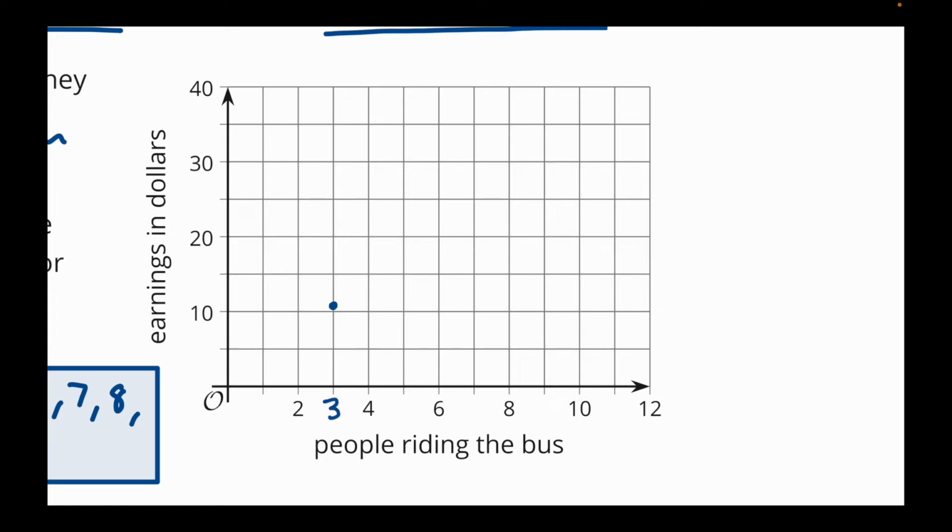Now our upper limit was 10. And if 10 people rode the bus, that would be 10 times 3.50, and that would be $35. So I can easily put my number here at 10 at 35, so that should be halfway between 30 and 40.